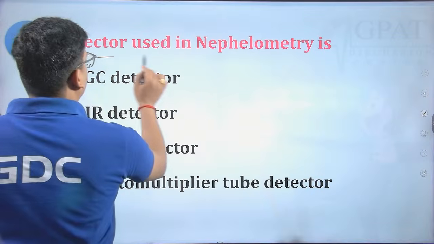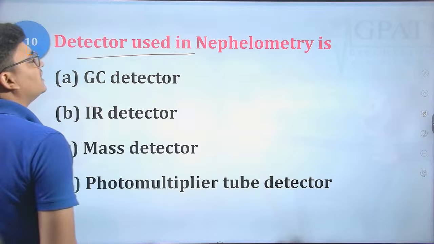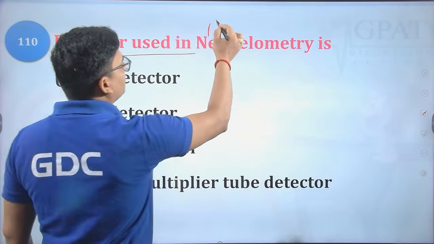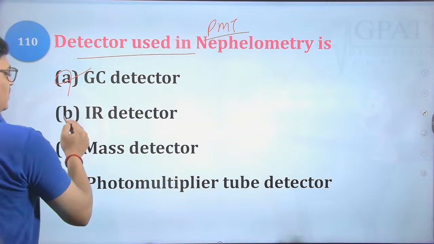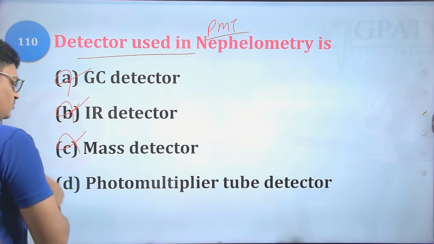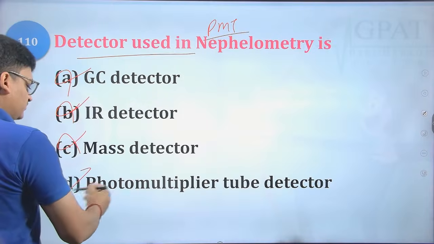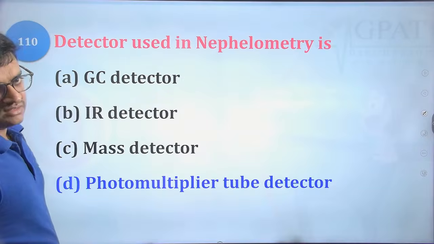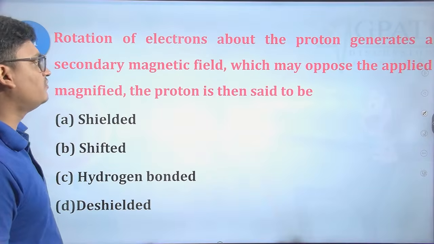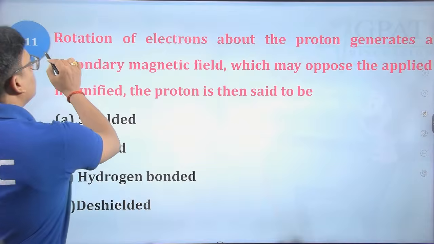Detector used in nephelometry. So in nephelometry, we use what? PMT, the simple one, photomultiplier tube. GC detector, no. IR detector, no. Mass detector, no. Photomultiplier tube, yes. In the D option, we are having the PMT, that is photomultiplier tube. That is what we are using in nephelometry.